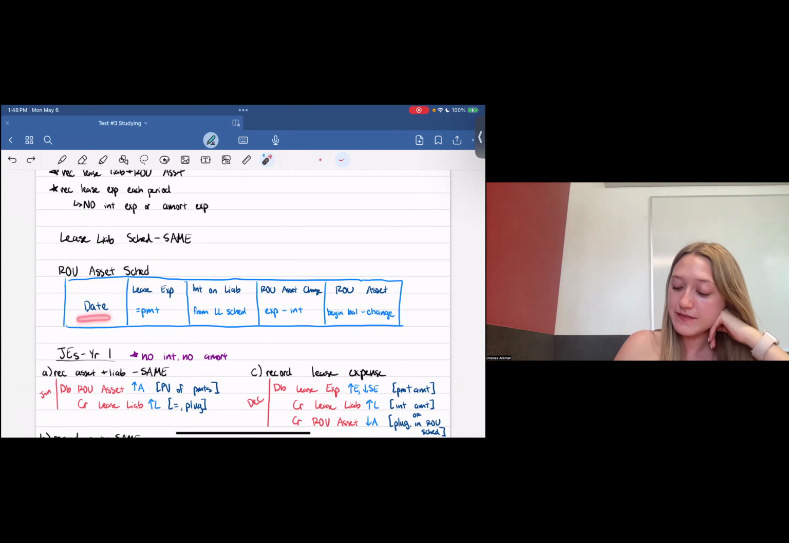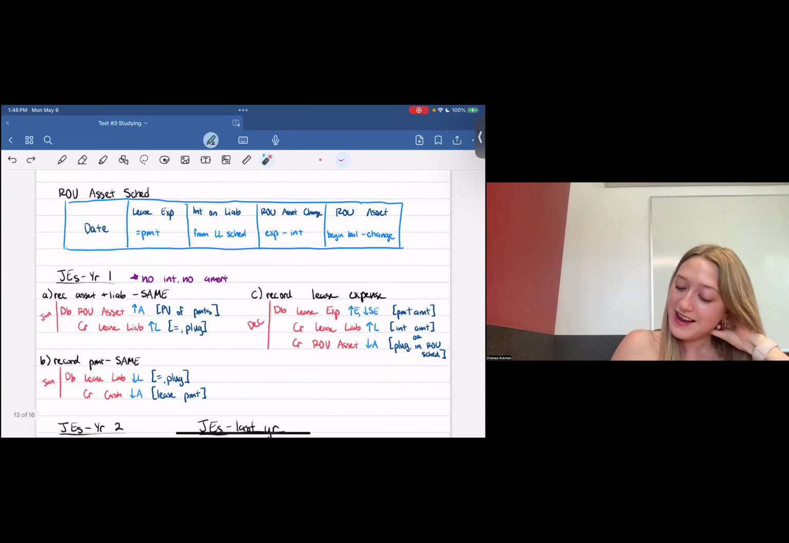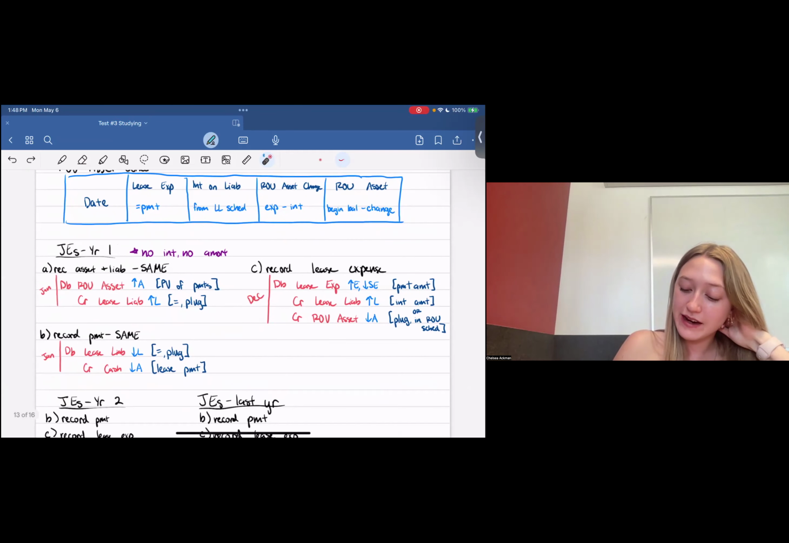So we have the date, the lease expense, which is equal to your payment, the interest on liability, which is the same as it was in the lease liability schedule, the ROU asset change is equal to the lease expense minus the interest on the liability, and then the ROU asset is the beginning balance minus the change. So your journal entries for year one, again, remember there's no interest and no amortization.